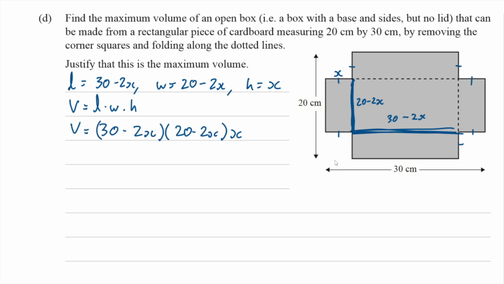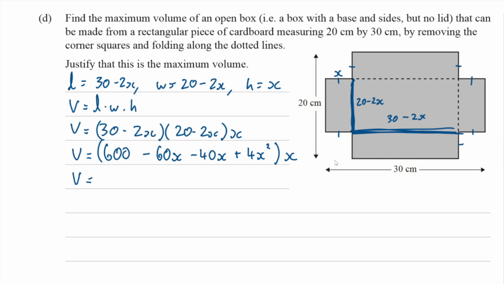However, we know we're doing calculus, so we're going to want to use that at some point, right? Namely, differentiate it. However, as it stands right now, it's in factorized form, whereas we know how to differentiate a polynomial when it's fully expanded. So let's first expand. So 30 times 20 is 600. 30 times minus 2x, minus 60x. Minus 2x times 20, minus 40x, minus 2x times minus 2x, plus 4x squared, and that's all times x at the end.